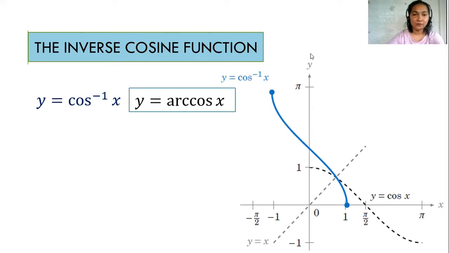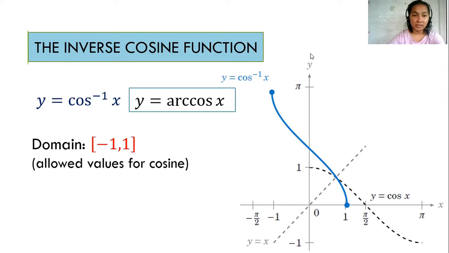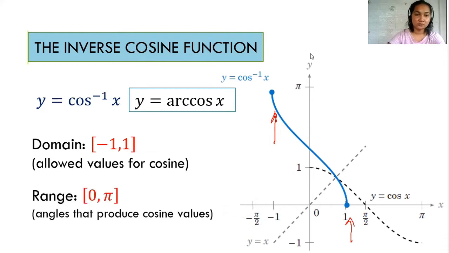A while ago, for y equals cosine x, the range is from -1 to +1, and that will now be the domain of our inverse cosine function. That is from -1 to +1, the allowed values for cosine only. The range will be the angles that produce the cosine values, which are from 0 to +pi. Now we proceed with the examples about the inverse cosine function.